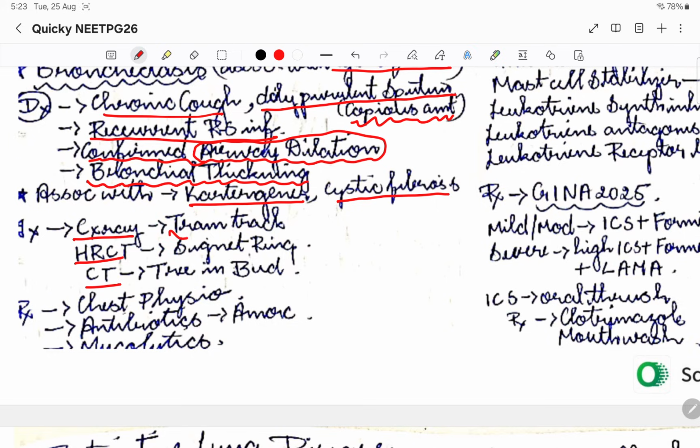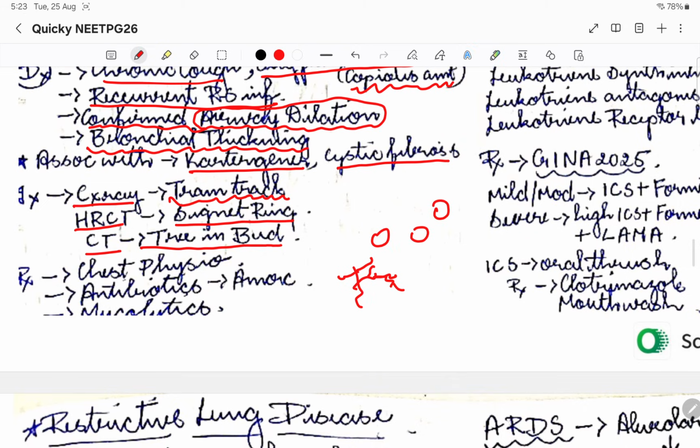In chest X-ray, tram track appearance will be there. In HRCT, signet rings will be there. So this is the thing, pathognomonic. Then in CT, it is going to be tree-in-bud. So tree-like buds will be there, with this branching and all. So this is how the CT would look like.